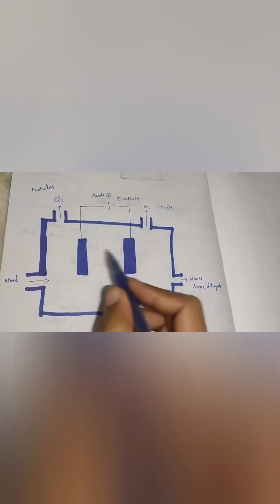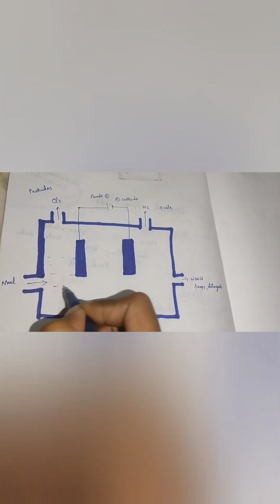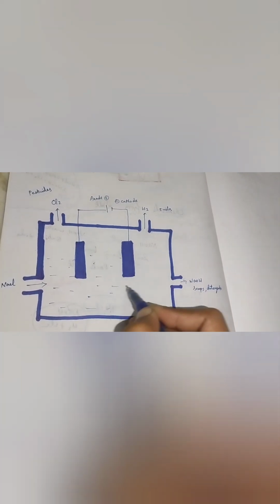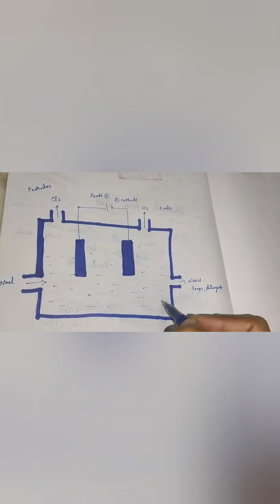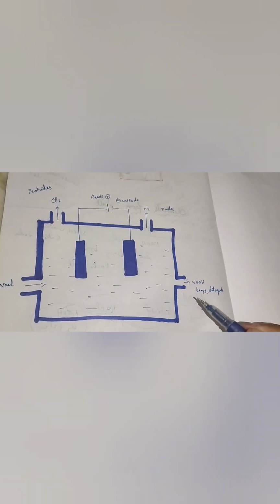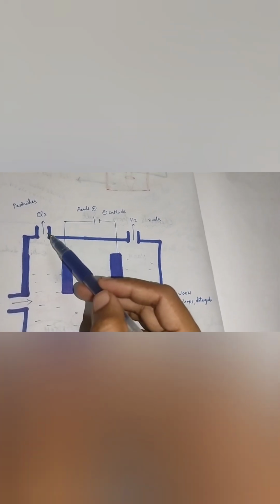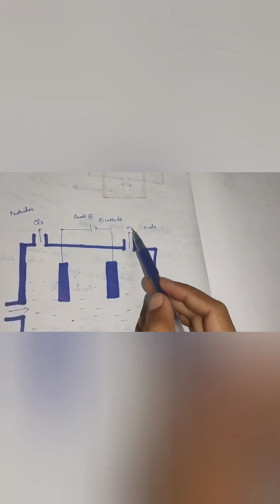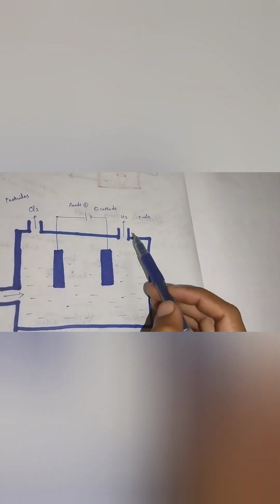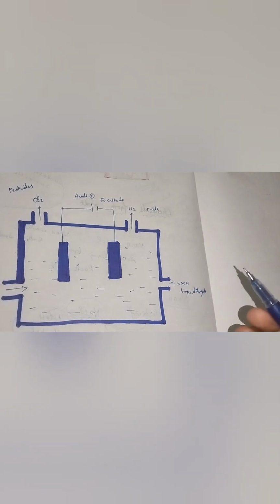Look at the chlor-alkali process here. Sodium chloride aqueous solution is present here. When electricity is passed through this solution, chlorine gas is liberated and obtained near the anode. Near the cathode, hydrogen gas and sodium hydroxide are obtained. Hydrogen gas is used for fuels and chlorine gas is used in pesticides. Sodium hydroxide is used in the preparation of soaps and detergents. So these three things are very useful.